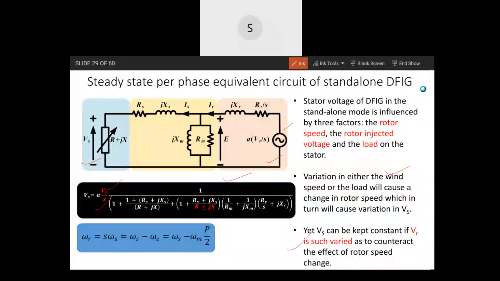Yet VS can be kept constant if the rotor injected voltage, VR, is varied so as to counteract the effect of rotor speed change. If the rotor speed changes and at that time you adjust the rotor voltage injection VR such that the change is nullified, then voltage regulation is happening. Similarly, for the omega relations, the angular speed relations, you know the mechanical and the electrical omega. Here also you can identify the rotor omega frequency that is required to obtain the stator frequency.